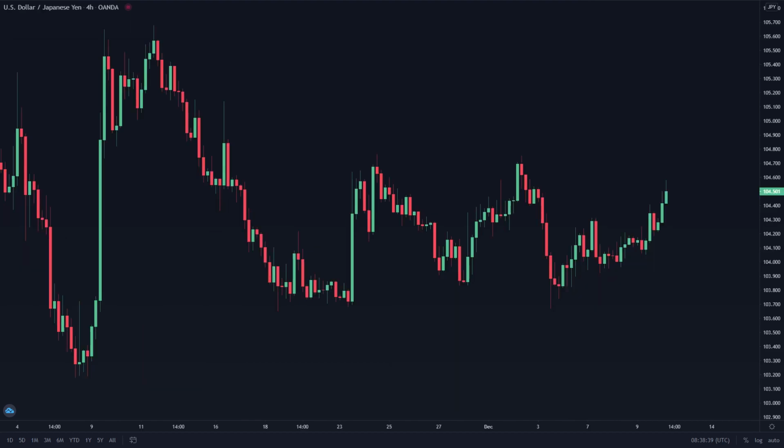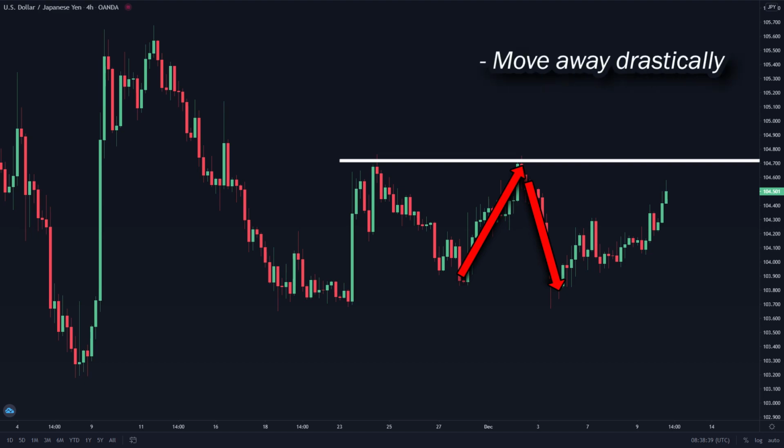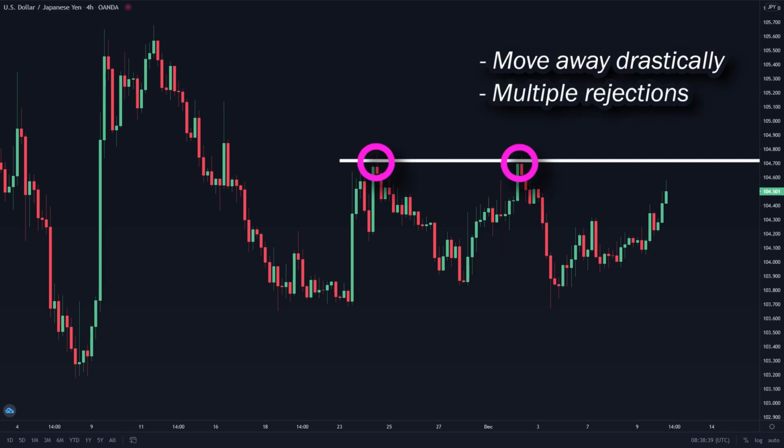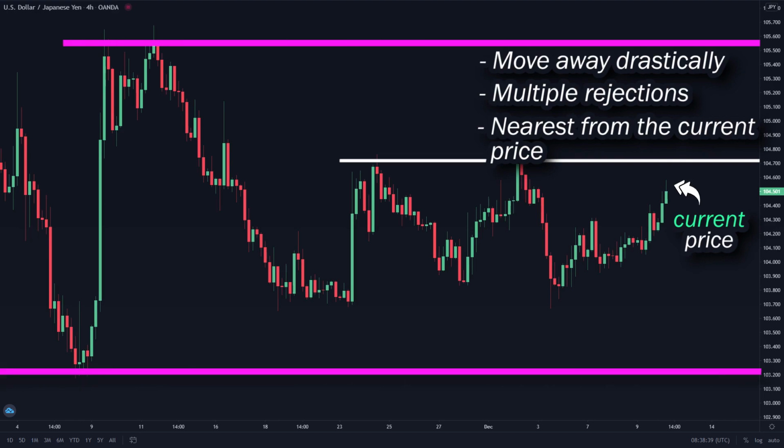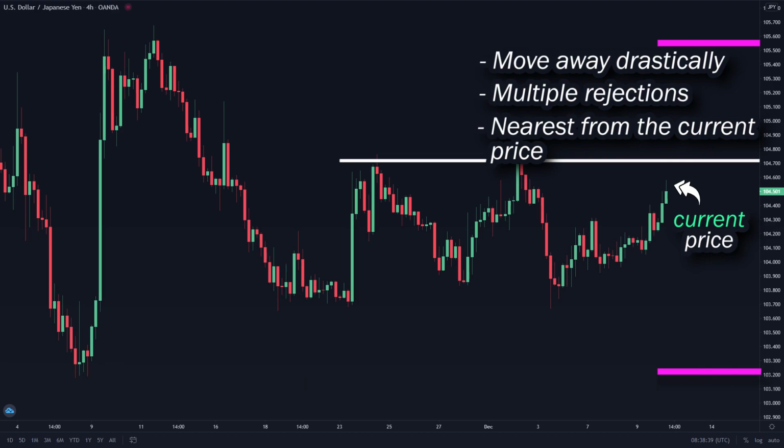So again, starting from the top, we spotted this level right here, where prices went up, hit and reversed downwards. So let's see which criteria this level fulfills. First, it made a drastic movement from a point of swing high. Then, there are multiple rejections, as you can see here. And it's also the nearest level from the current price, which is why we are not drawing a level here, because it's too far away from the current price.